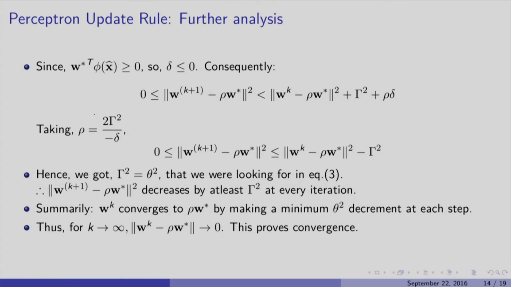So we will take rho to be 2 gamma square upon minus delta, so we just doubled. This will lead to a value of minus theta square as minus gamma square. So theta square is gamma square. So the norm of wk plus 1 minus rho w star square, for this specific value of rho, decreases by at least gamma square at every iteration. So here is a summary: wk converges to some rho w star by making a minimum gamma square decrement at each step. That means we get convergence.